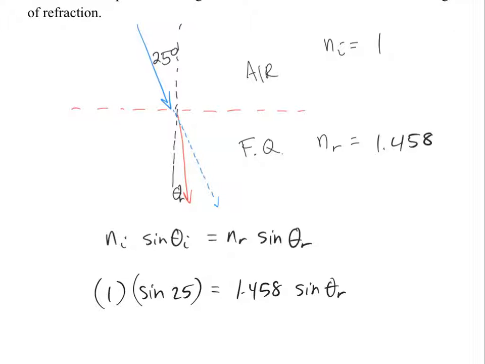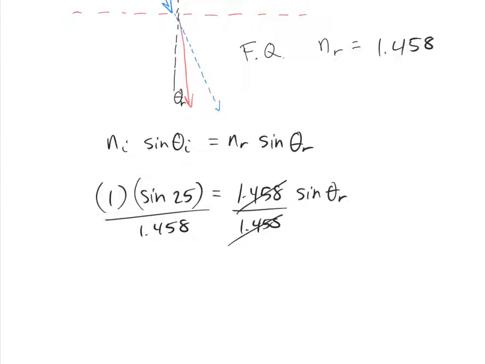Please, think of this as a simple equation with x. Sine theta r is x. In your mind, put an x here. How would you get rid of 1.458? Divide through. Divide by 1.458 on both sides. Cancel on the right side.